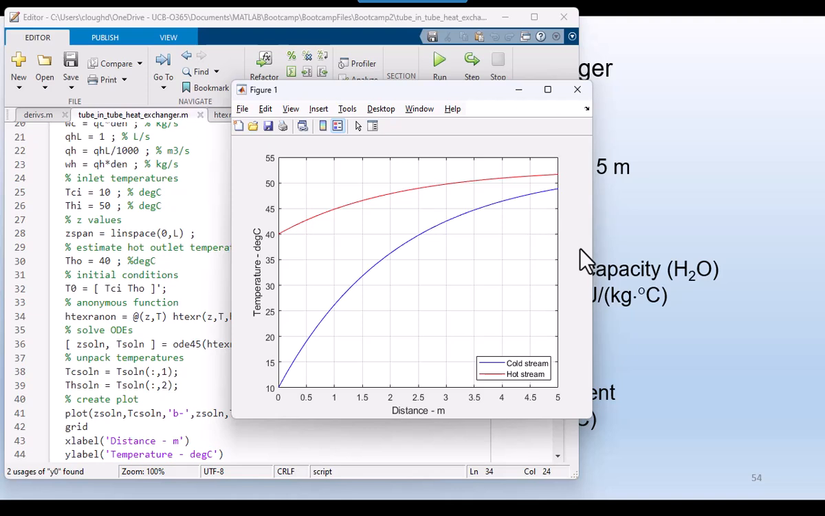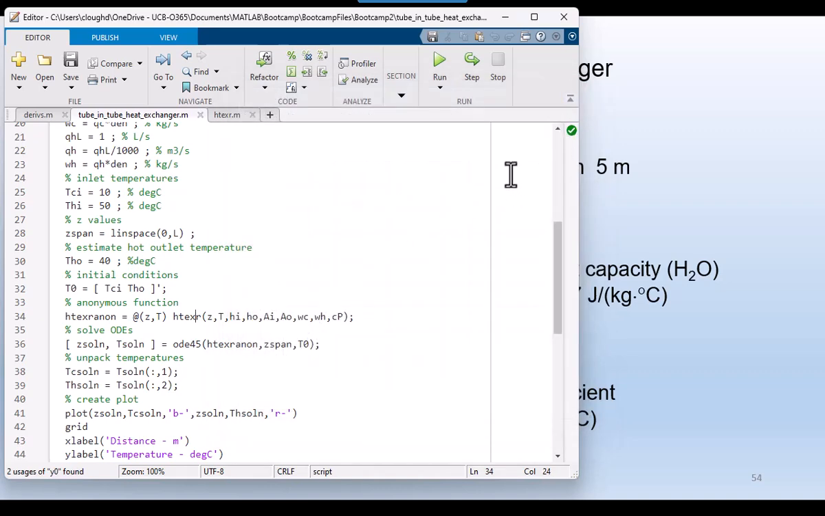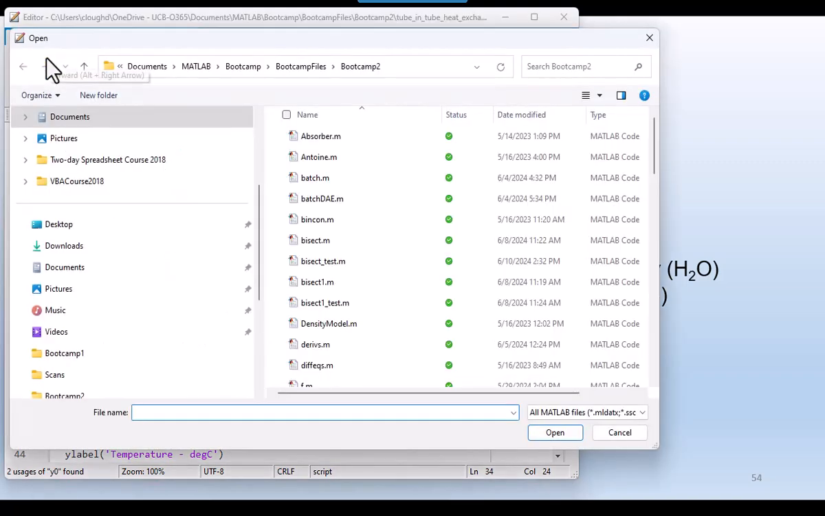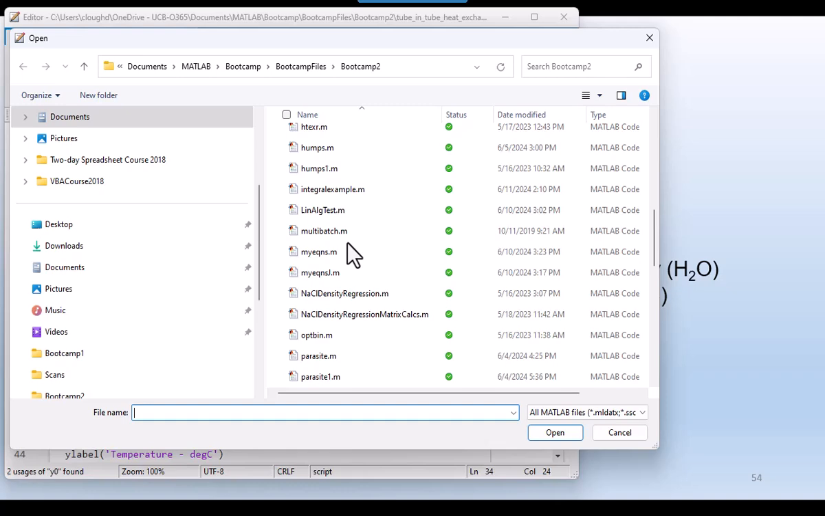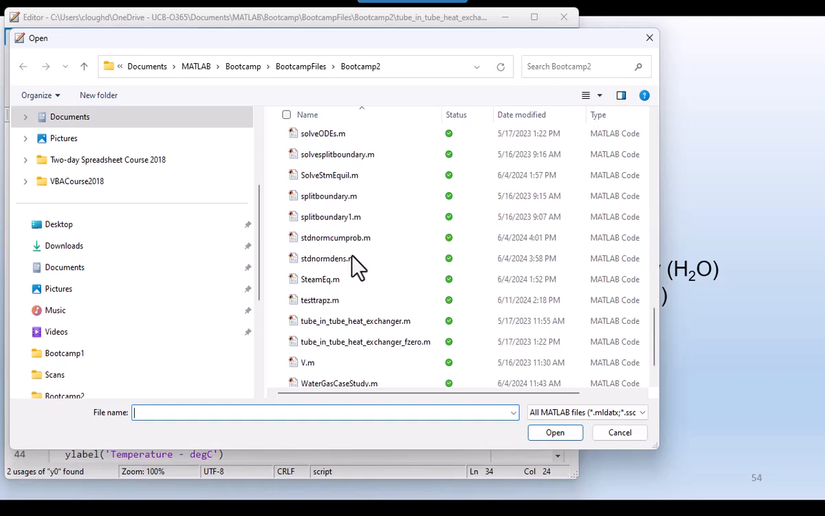So at that point, what we do is we use the same approach that we used for the simpler problem with the 2-point boundary value problem. And we want to use F0 to adjust our initial estimate here, hot water out, so that we get 50 precisely for our hot water in. Okay? So let's get rid of this chart and come back and open a file, which is called tube-in-tube heat exchanger F0, I think. Here it is.